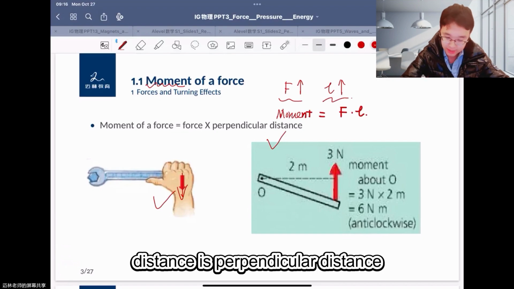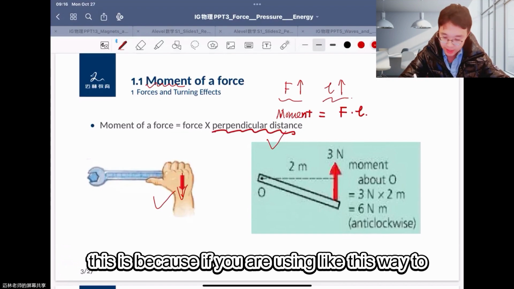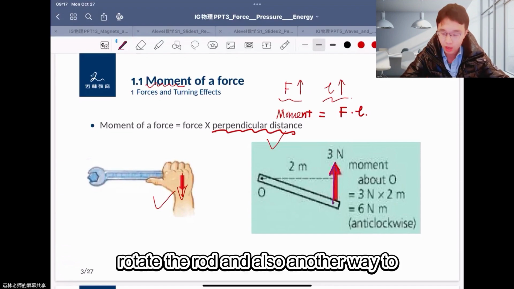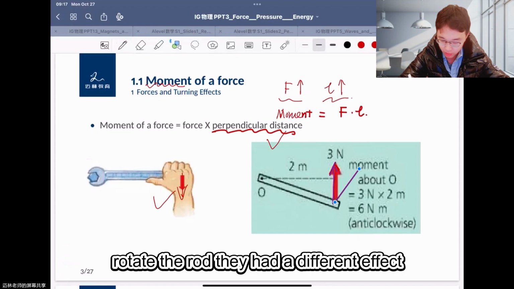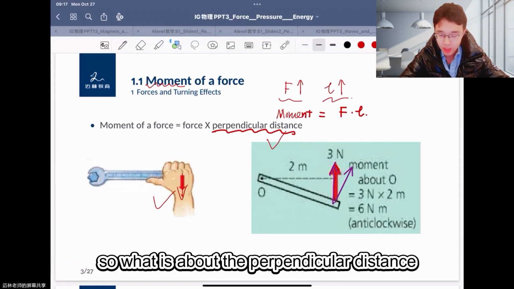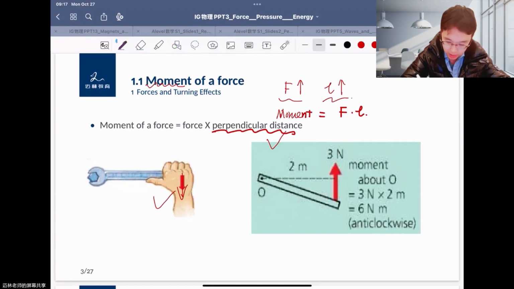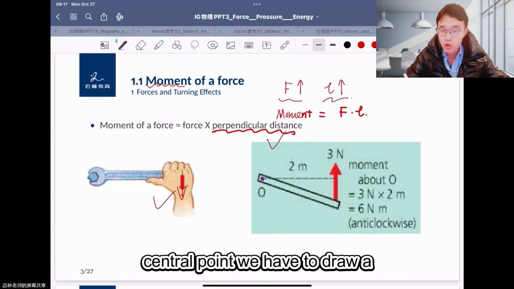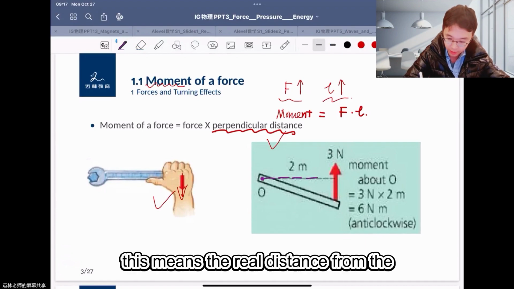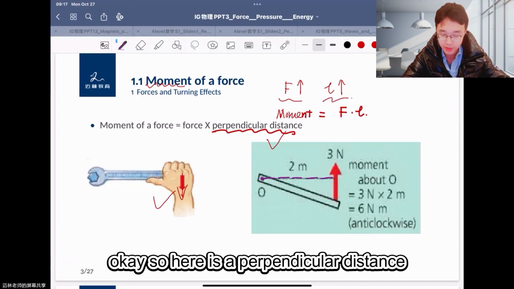Okay, but remember that the distance is the perpendicular distance, okay? That is because if you're using this way to rotate the rod, and also another way to rotate the rod, they have a different effect. So we have to determine this, okay? So what is the perpendicular distance? That is, from the central point, we have to draw a perpendicular line to the force, okay, like this way. This means the real distance from the central point to the force, okay? So here is the perpendicular distance, right?